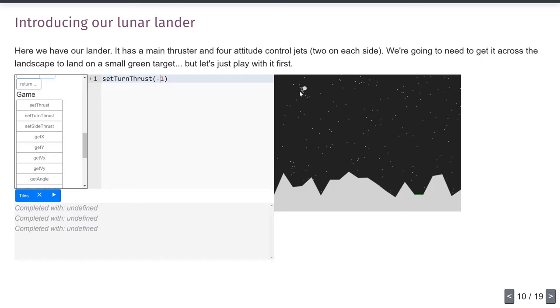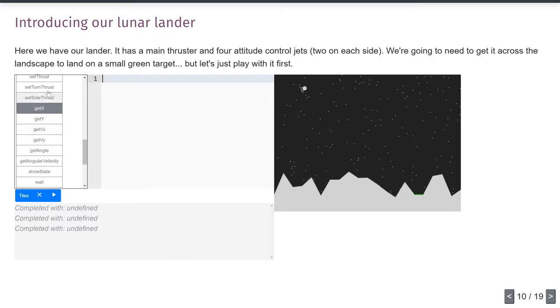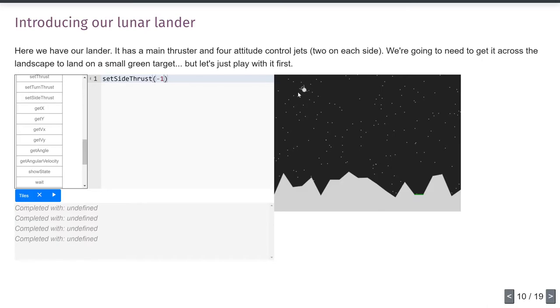But we could, instead of setting 1 going this way and 1 going this way, set them on one side. So instead of going set turn thrust, we could go, all right, I want to set side thrust. And so again, this goes from minus 1 to 1. If I go minus 1, I'll try and shift left from the perspective of this. So that should shoot us up off into space a little bit. Or this way should shoot us down, that way.